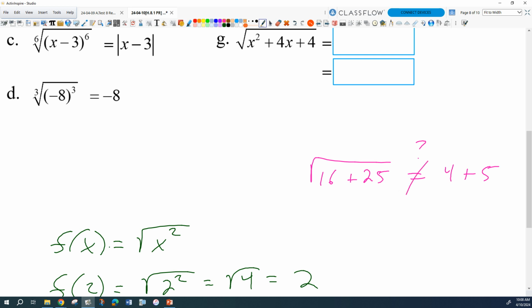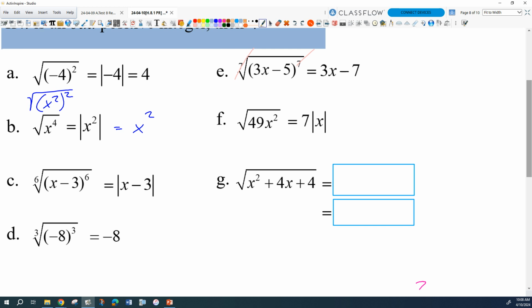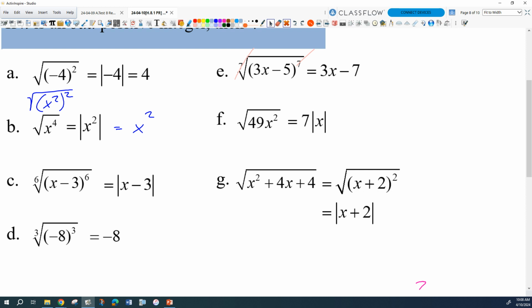The only way I could do this problem is if it factors into a perfect square, right? Perfect square trinomial, and it does. How does x squared plus 4x plus 4 factor? X plus 2 quantity squared. There you go. Good. Because that's x plus 2 quantity squared, what's my answer going to be? Absolute value of x plus 2. Good. Okay. All right.